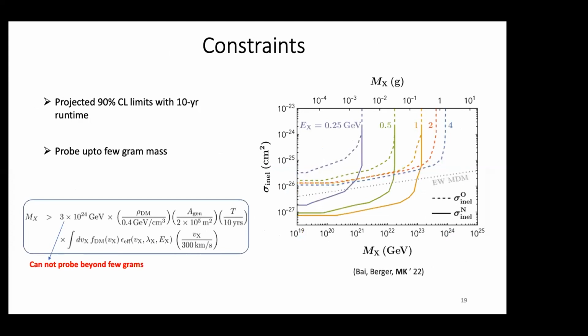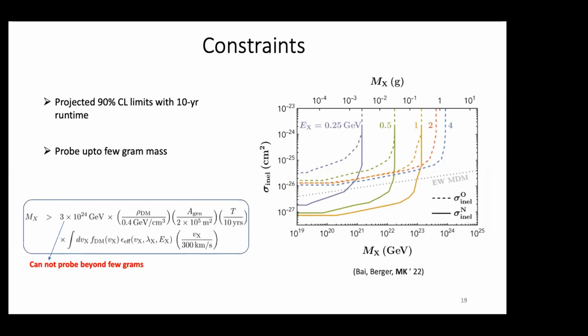So these are the projected limits using a 10-year runtime. Ex is the energy that you release, the binding energy released in the interaction. The y-axis is just the cross section. The x-axis is the mass.